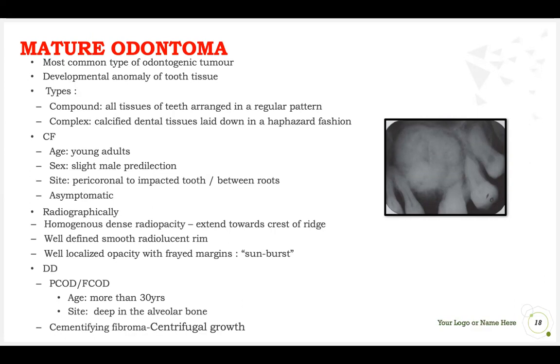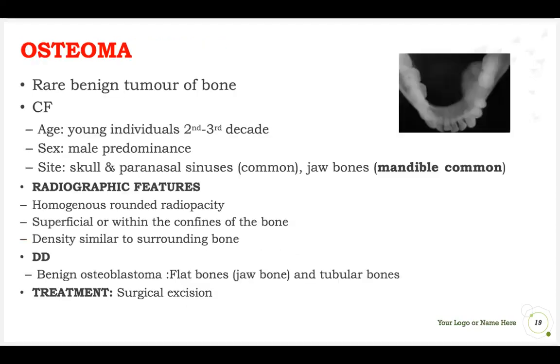Radiographically, a homogeneous, dense radiopacity is seen as a well-defined, smooth lesion, and a radiolucent rim is seen surrounding the lesion, and a well-localized opacity with frayed margins and a sunburst appearance. We need to differentiate this from periapical cemento-osseous dysplasia or florid cemento-osseous dysplasia, and cementifying fibroma. Cementifying fibroma usually has a centrifugal growth.